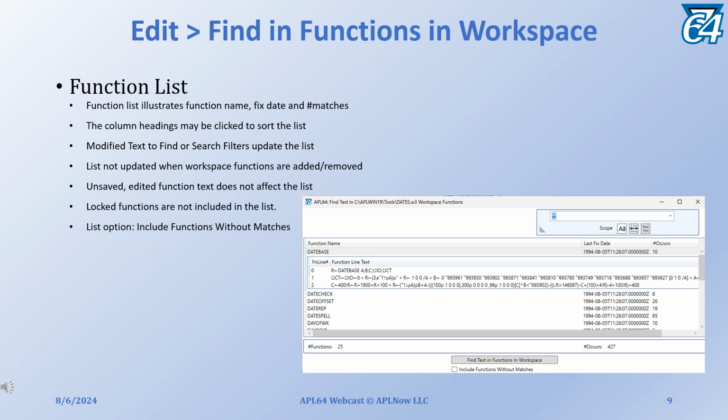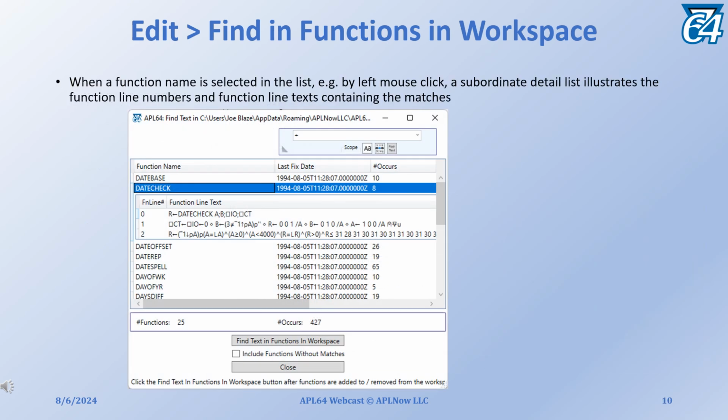If all functions, rather than functions with matches, are to be included in the list, click the Include Functions Without Matches checkbox. When a function name is selected in the list, a subordinate details section of the list for that function will display the function line numbers and function text. The function text in the details section is read-only.